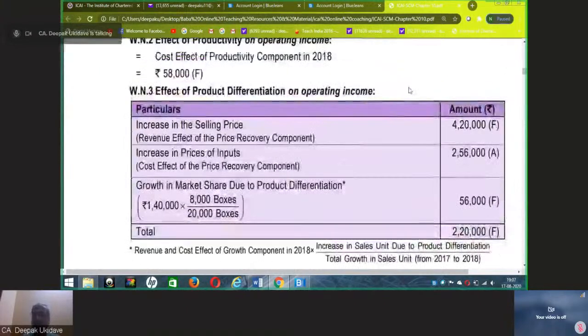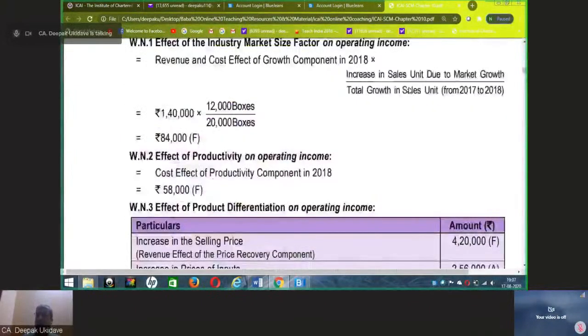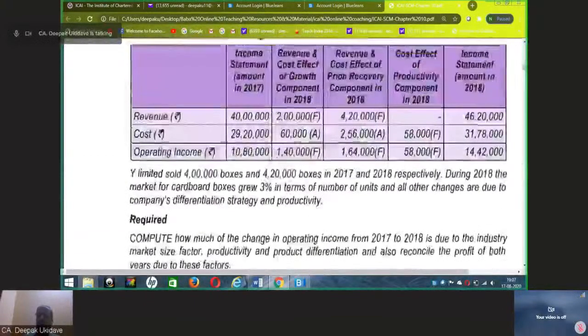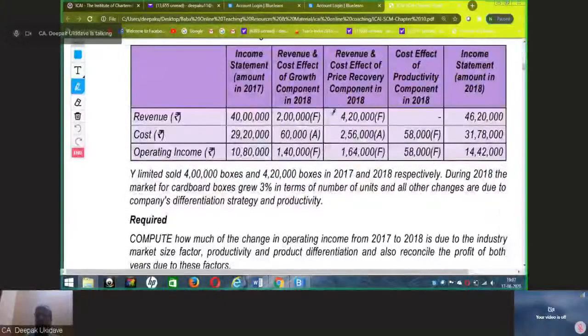So we have revenue effect and cost effect. That is given, 4,20,000 favorable and 2,56,000 adverse. You can see in the original problem, I will highlight 4,20,000 favorable and 2,56,000 adverse. So revenue effect and cost effect, again of the price recovery component.